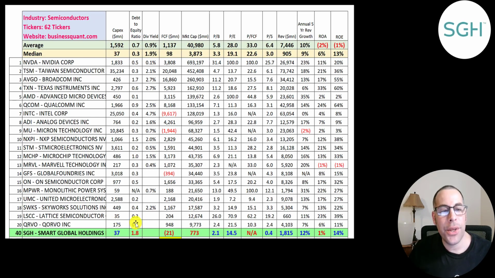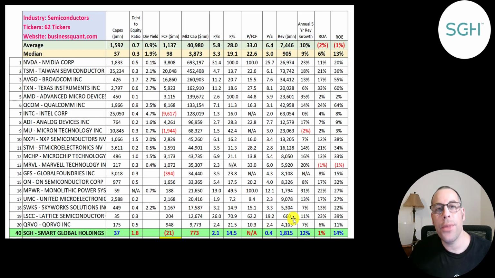They're pretty leveraged. Their debt to equity ratio is 1.8, which is a lot higher than the median average. They don't pay a dividend. They have negative free cash flow. And they're a pretty small company, under 800 million market cap, a lot lower than the median average. But they have good ratios. They have a good price to book, a good PE, and a good price to sales. But they have negative free cash flow, the most important ratio we can't look at.